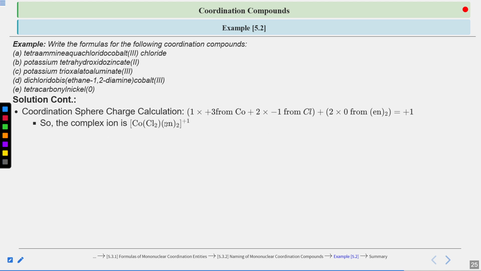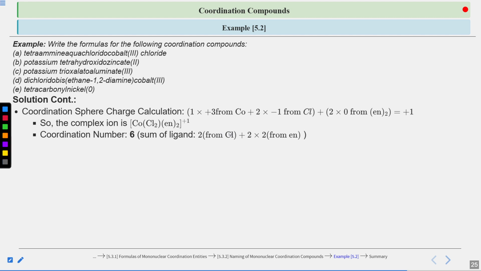So the complex ion will be cobalt, the central metal atom, then chlorine in the 2 number, and then en, the ethane-1,2-diamine ligand, two molecules of it, carrying the whole charge of plus 1 on the complex ion. Then the coordination number you want to write out is going to be 6, the sum of ligands.